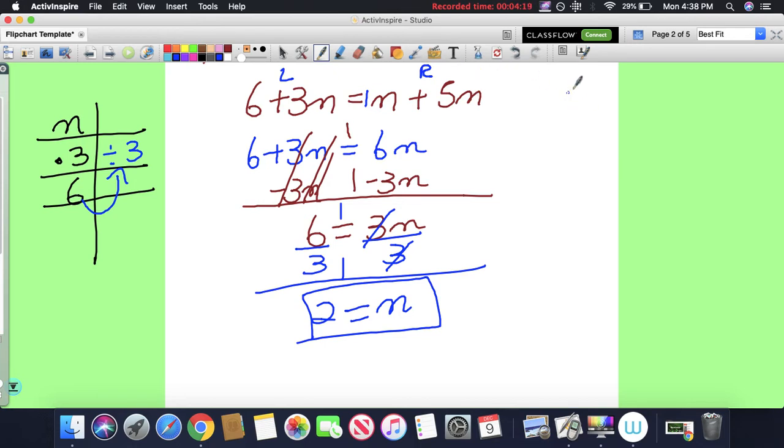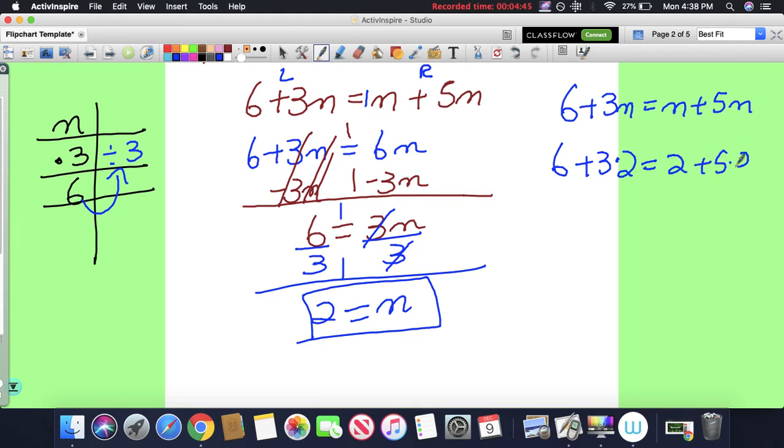Let's see if that's true. So let me write this. 6 plus 3n, that's my original equation, equals n plus 5n. So I'm going to replace the n with 2. Everywhere I see an n, I'm going to put the number 2. So 3 times 2, and then that n is 2, plus 5 times 2 again.